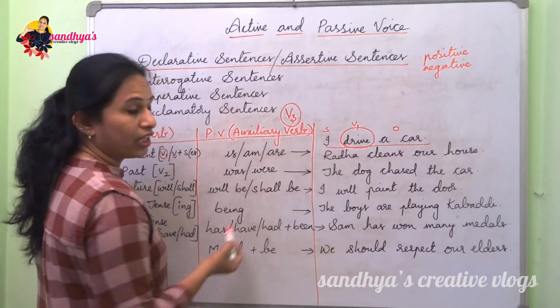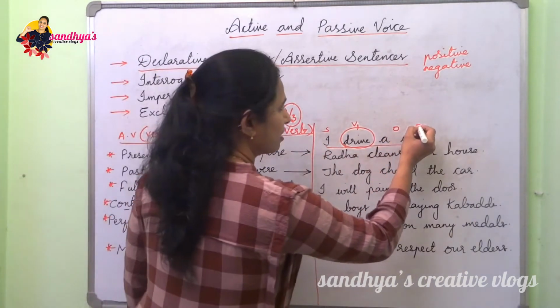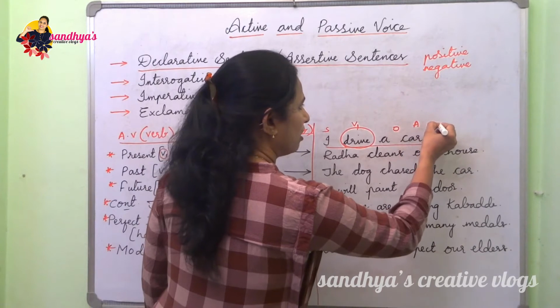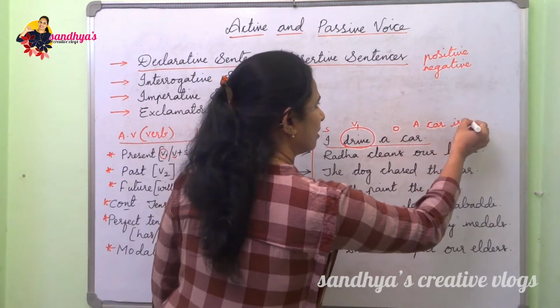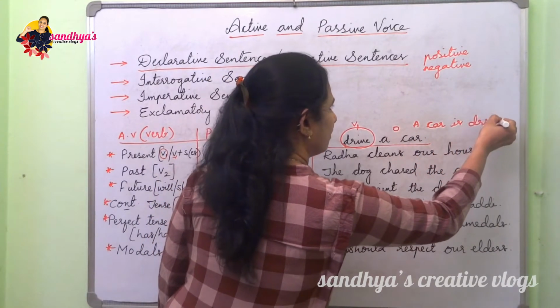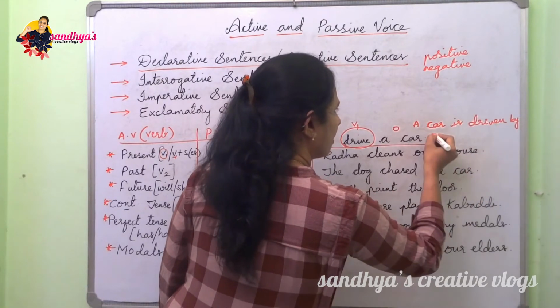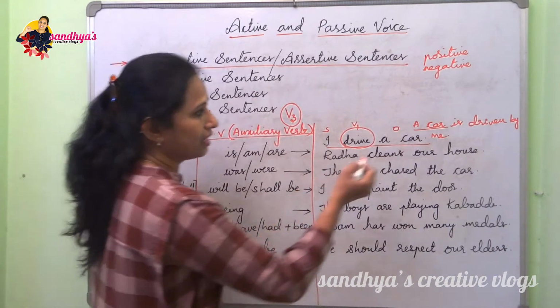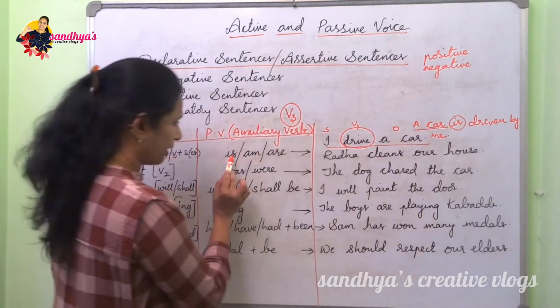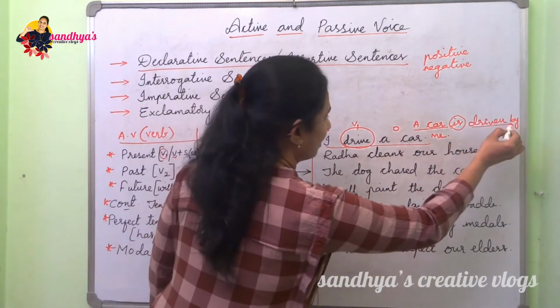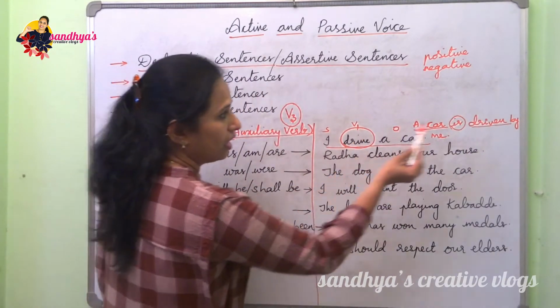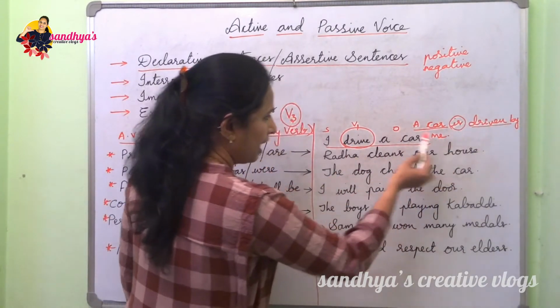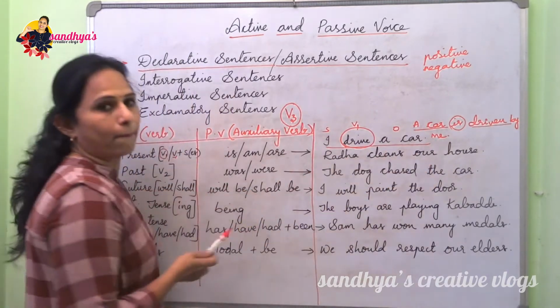This I will be changed to me. I'll be writing the answer here. A car is driven by me. Here this is the object which is placed at the beginning of the sentence. We have taken is from the table, and we have taken the third form of the verb given over here, and we took the preposition by, and this I is changed to me.